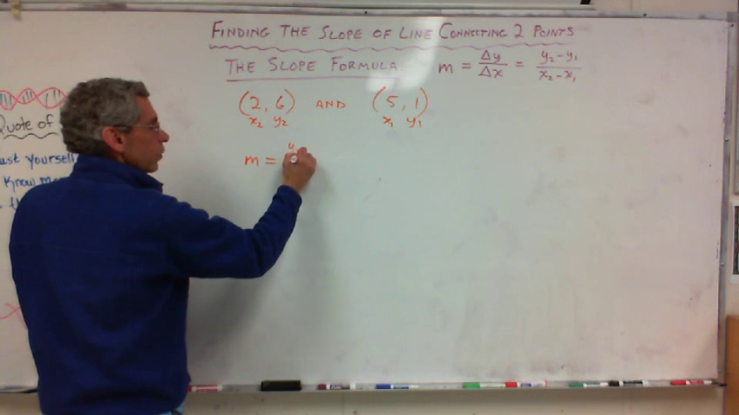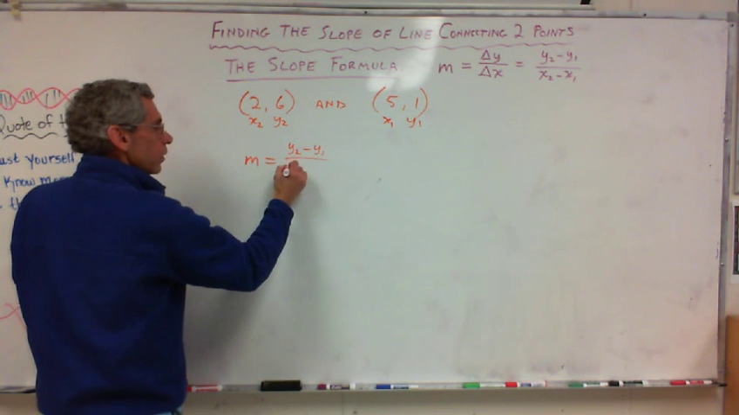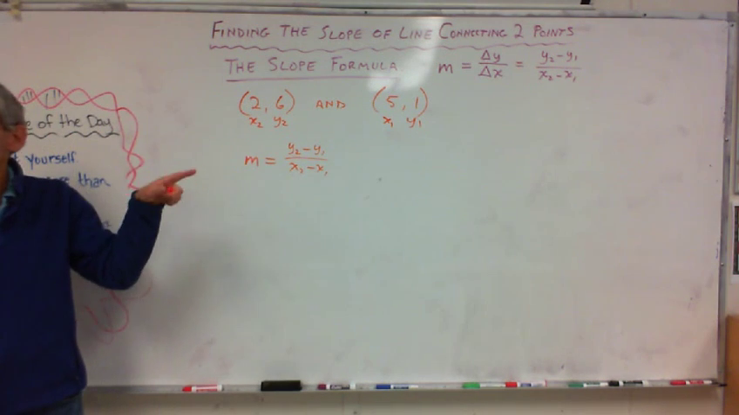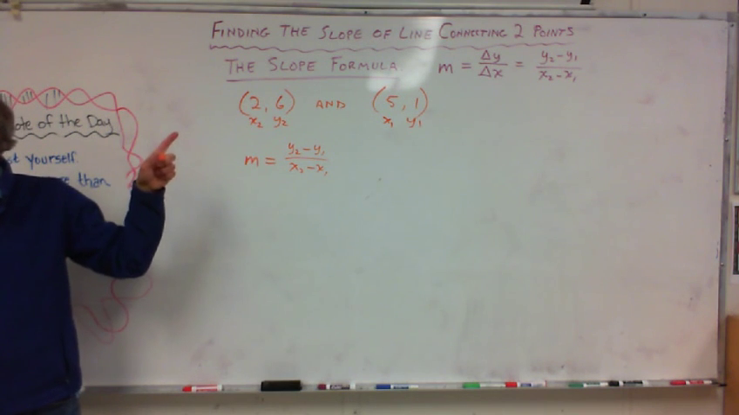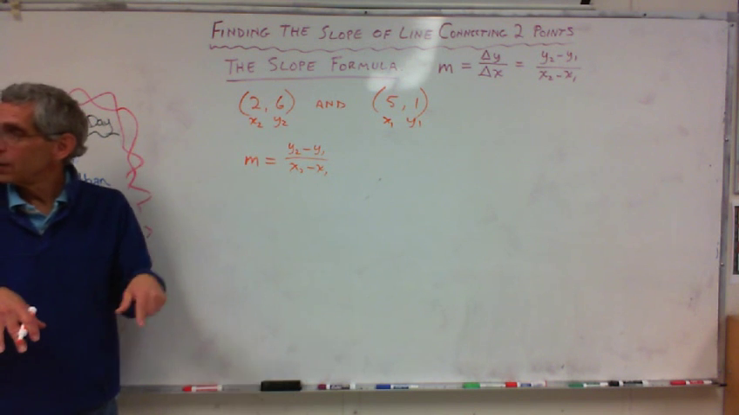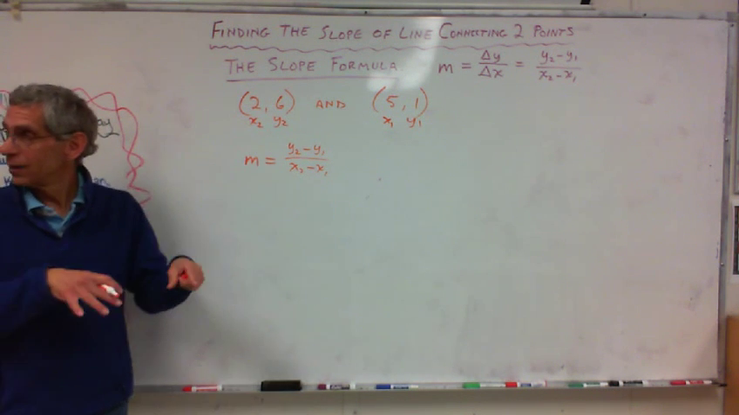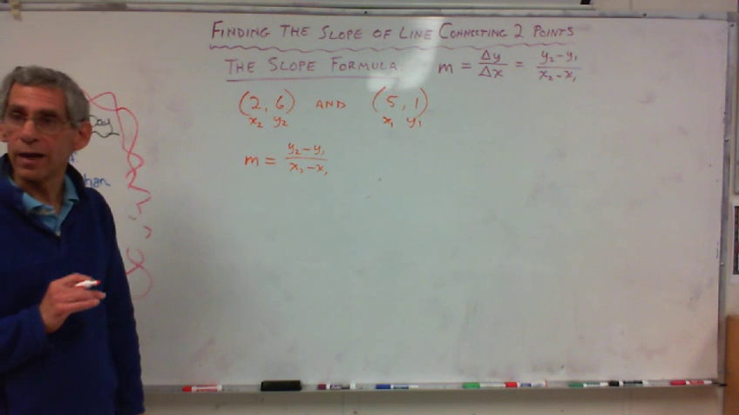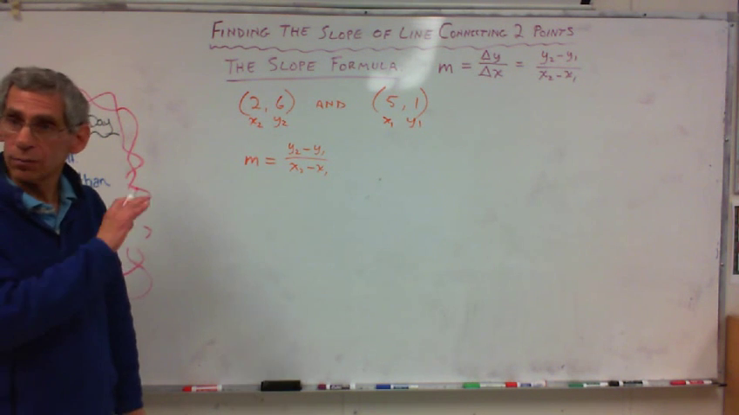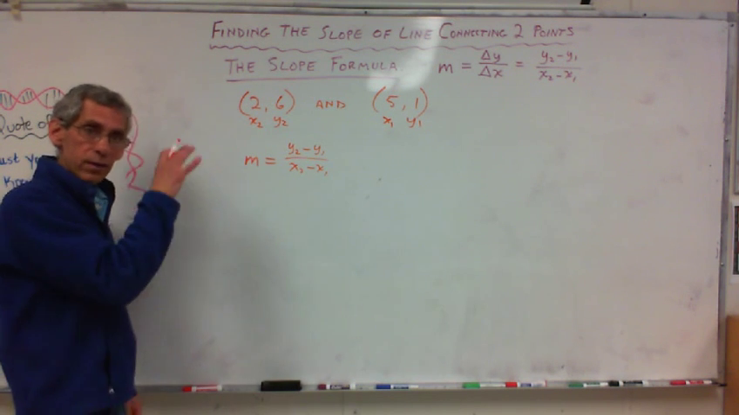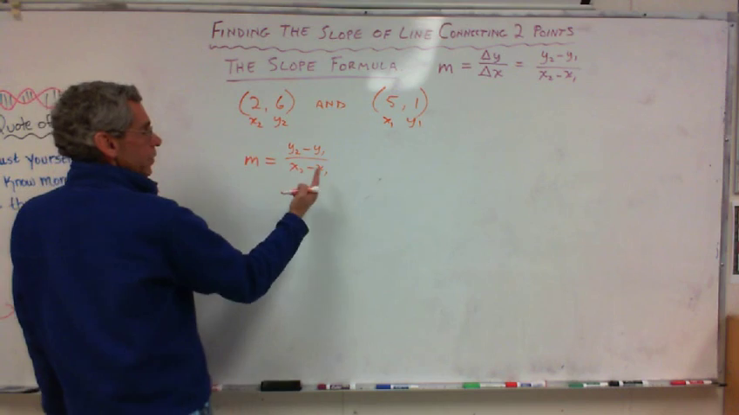y2 minus y1 over x2 minus x1. Notice the y's are up high. Y's fly, right? The x marks the spot on the ground, where the treasure is. But the y's fly, so y's are always on top. That's really important. That's the biggest problem that people have with these. They often put the x's on the top and the y's on the bottom. Don't do that. Y's fly, okay? So m is equal to that.